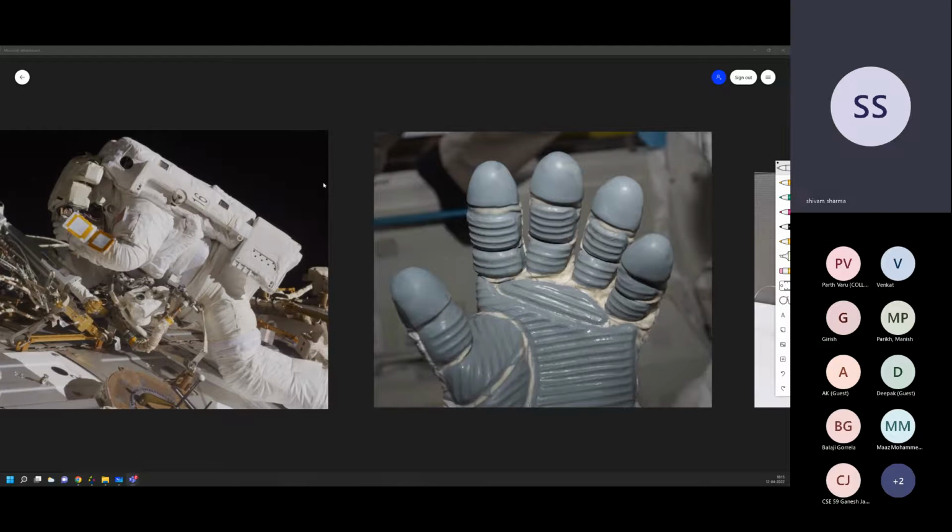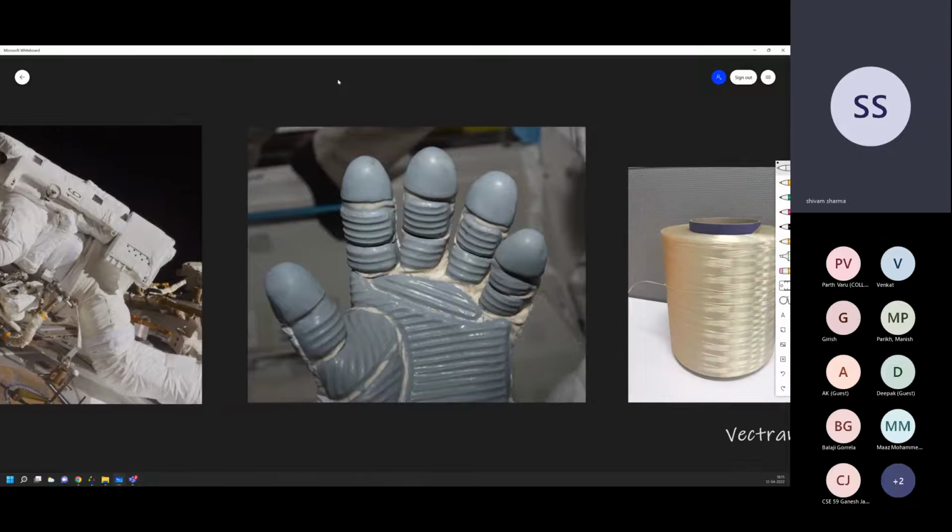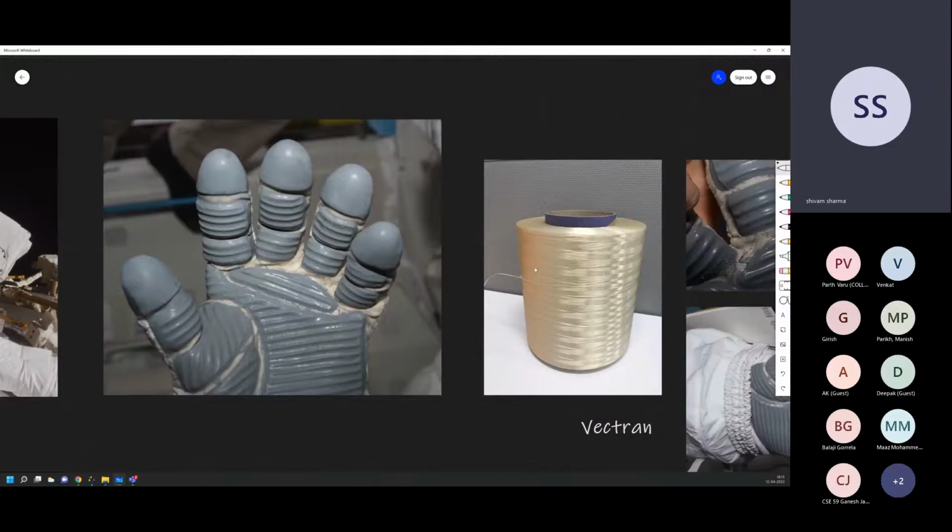Now this damage is very scary or risky for astronauts, because the glove has 5 layers. The top layer is rubber. The next layer is a material called Vectran. This is a highly cut-resistant material, so this makes the second layer.